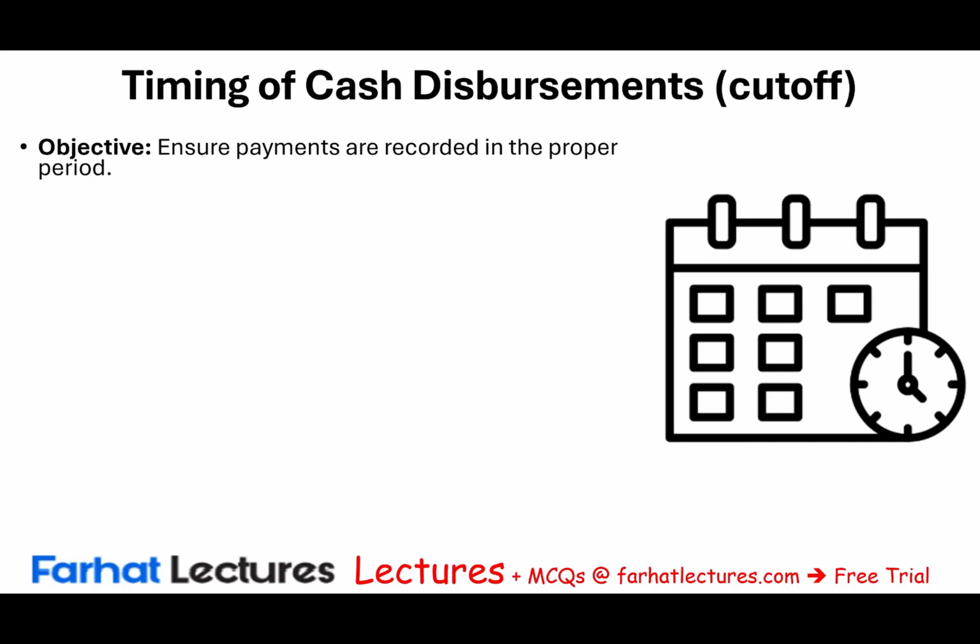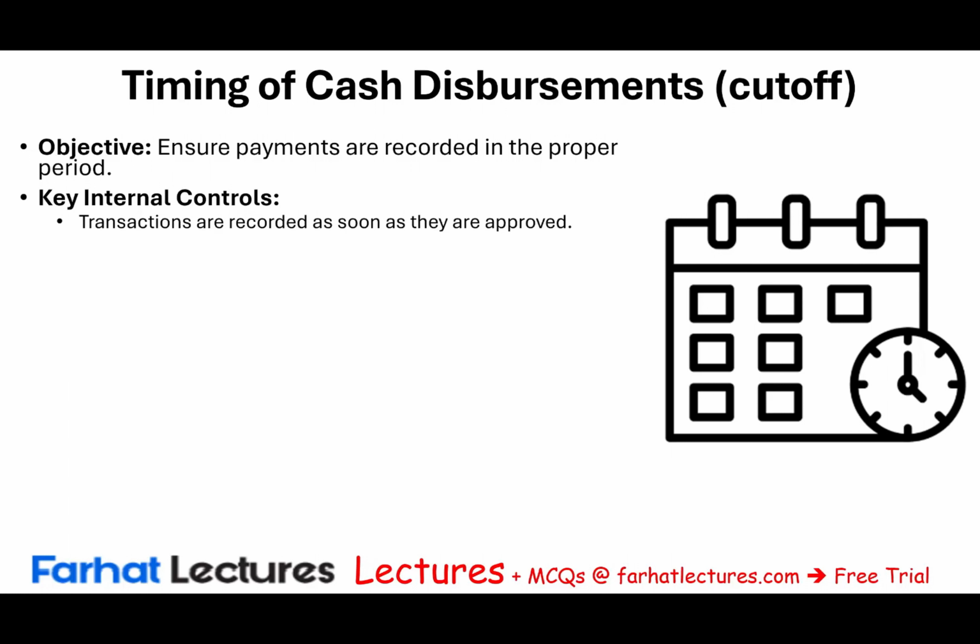If it's not in period 1, it should be in period 2. Then it should be in period 2. What should the company do on their end? Transactions are recorded as soon as they are approved, so they are recorded in the proper period, with internal verification of transaction dates. And they have some sort of a system that makes sure they check the cash disbursement and the date to make sure it's proper there.